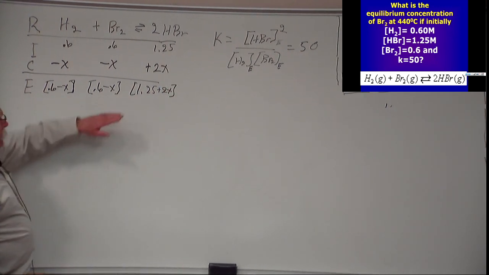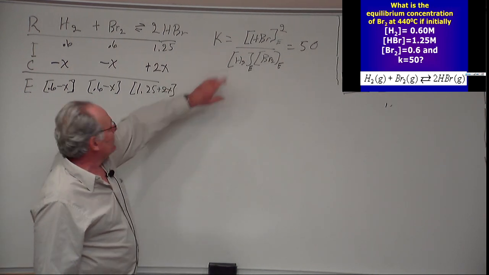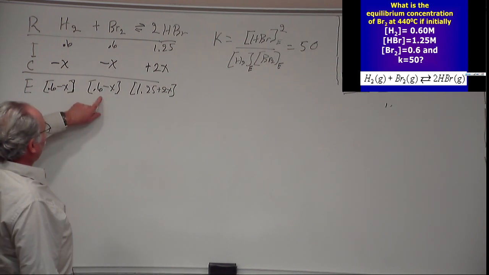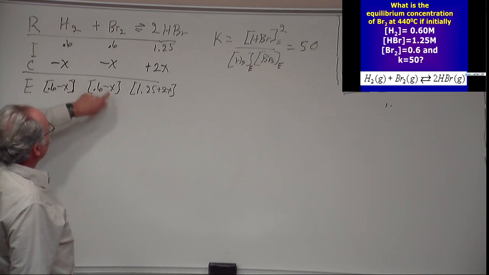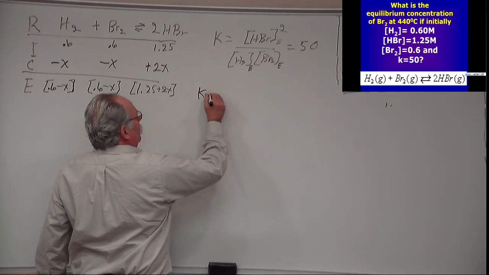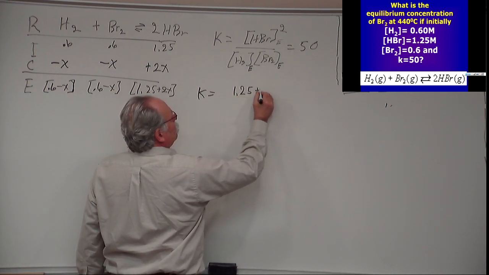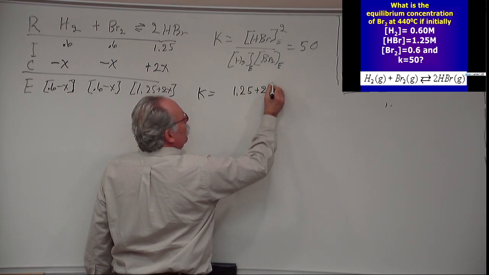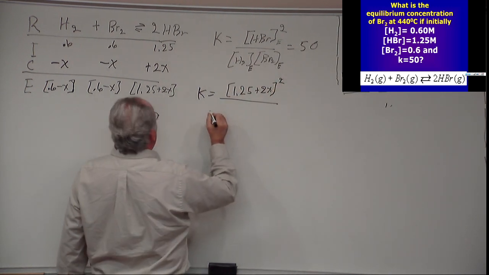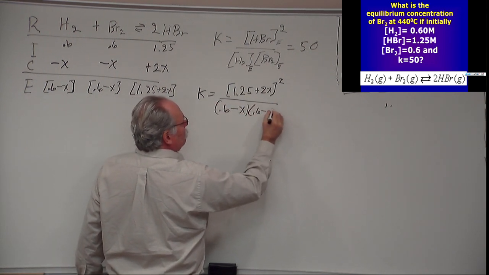Now what we're going to do is put these conditions into the equilibrium constant expression and solve for x. Once we know x, then we'll go back to here and we'll say 0.6 minus x to calculate the bromine concentration. So K is equal to 1.25 plus 2x all squared, divided by 0.6 minus x times 0.6 minus x.